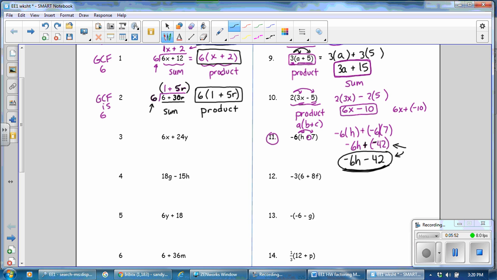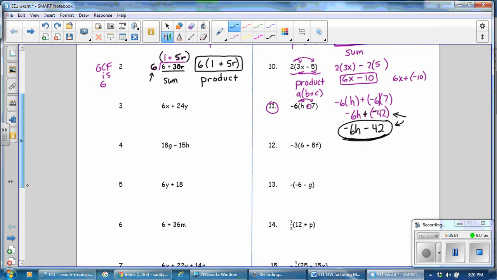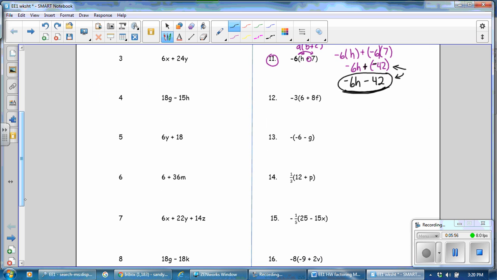All right, let's go down to number 13 next. For number 13, here you're going to be distributing a negative sign. So what I want you to do is slip in the invisible coefficient 1 there, because this is actually one group of -6 minus g. So I'm just going to stick a 1 there. And that's all I've changed. That just says that I want -1 group of that.